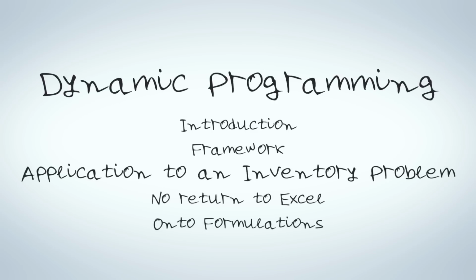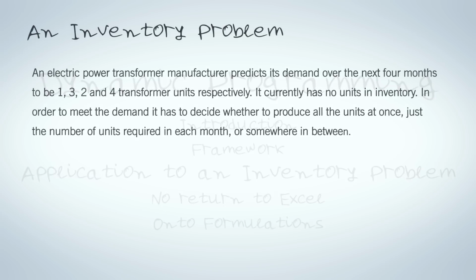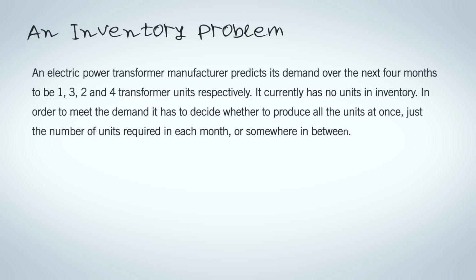Okay, so now that we have this whole framework, let's see how we can apply it to an inventory problem. An electric power transformer manufacturer predicts its demand over the next 4 months to be 1, 3, 2, and 4. So this is the demand in each of the months. Month 1 is 1, month 2 is 3, month 3 is 2, month 4 is 4 transformer units respectively. It currently has no units in inventory.